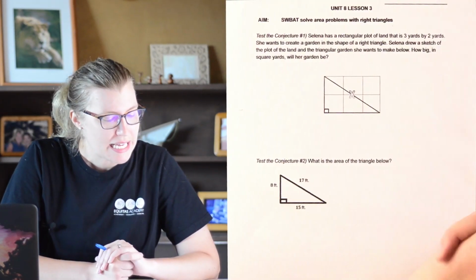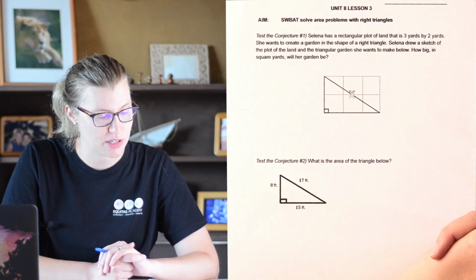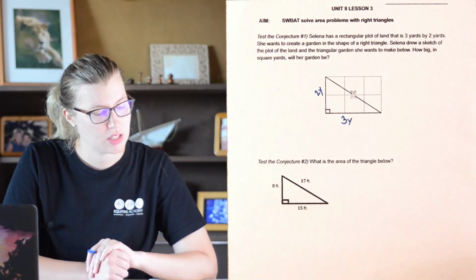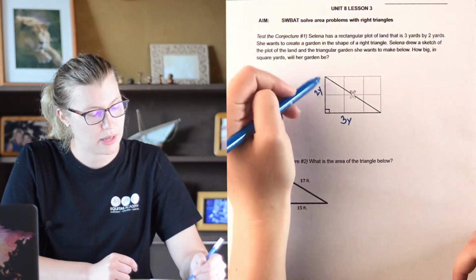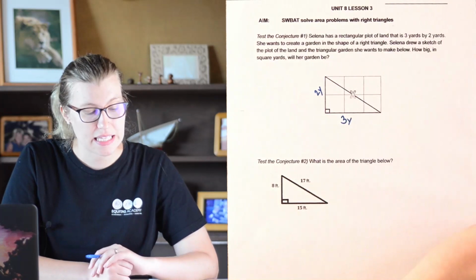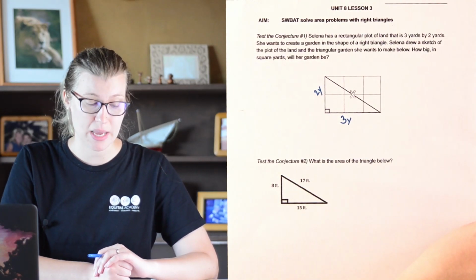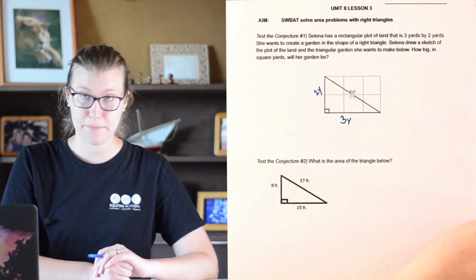Make sure you're taking notes on your Google Docs while you're watching this video, or you can write it on paper. Anything is fine. Selena has a rectangular plot of land that is 3 yards by 2 yards. She wants to create a garden in the shape of a right triangle. Okay, I see that right here. Selena drew a sketch of the plot of the land and the triangular garden she wants to make below. How big in square yards will her garden be?